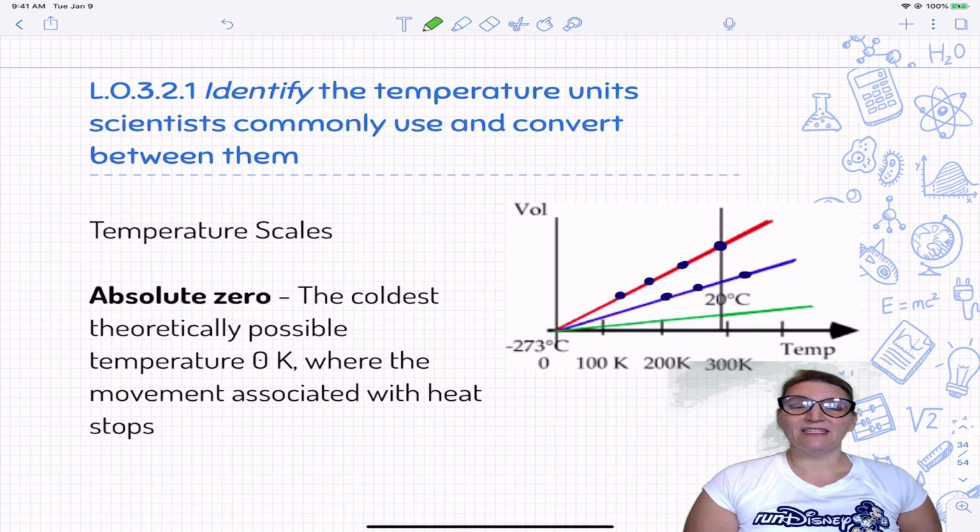Hi. Today we're going to look at Chapter 3, Section 2, and the first true learning objective, which is to identify the temperature units scientists commonly use and learn how to convert between them. So what are the units that scientists commonly use? That would be degrees Celsius and Kelvin.